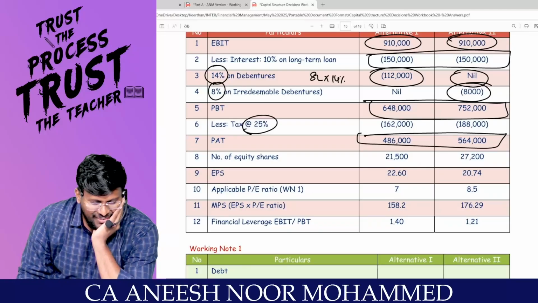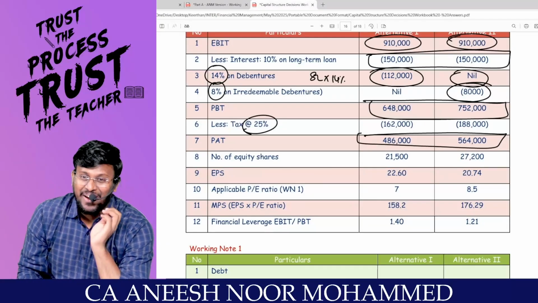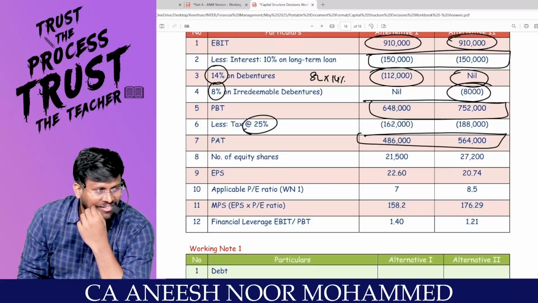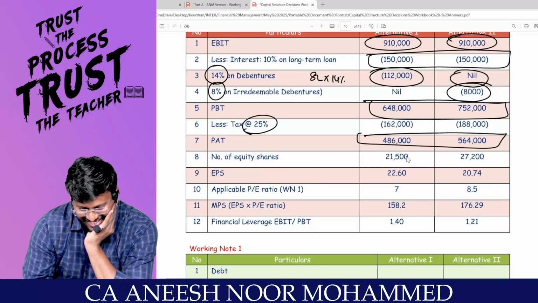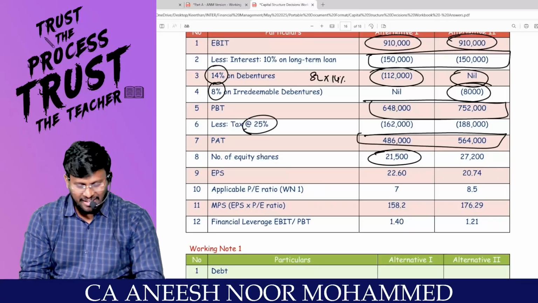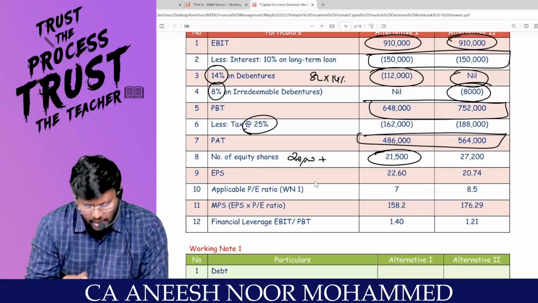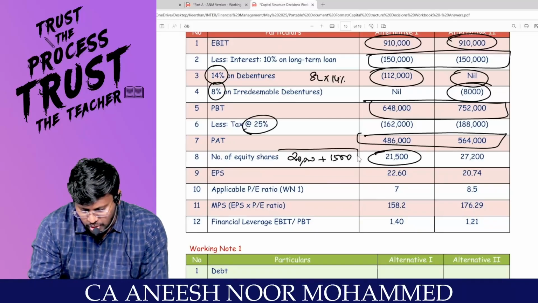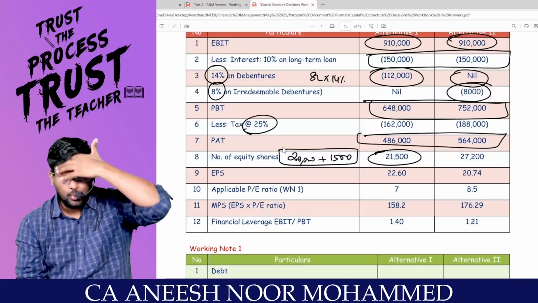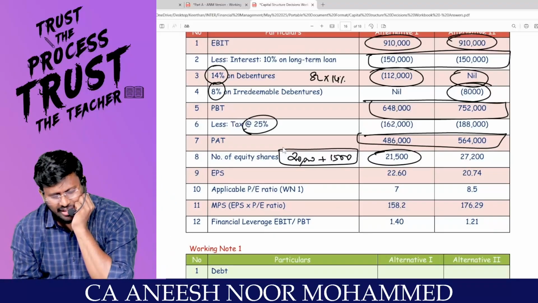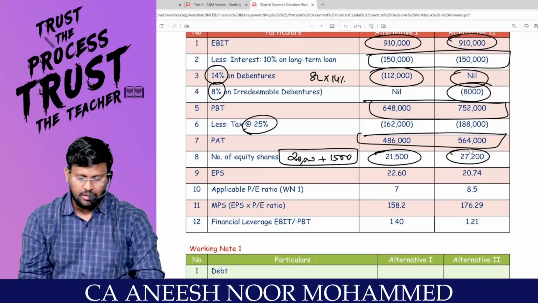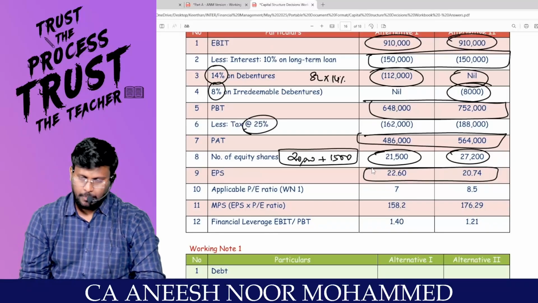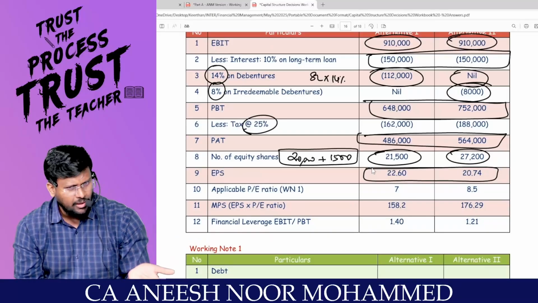Number of equity shares: existing 20, plus 1,50,000 divided by market value 100, that is 1,500, total 21,500. Understood? Next one, existing 20, new total increase 9 lakhs with security premium, 7,20,000 divided by 100 is 7,200, so total 27,200. Comfortable? This is the EPS, which is nothing but PAT divided by number of equity shares.